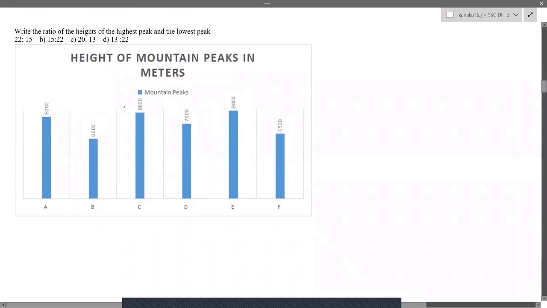Yes. Option B, mountain C will be my final answer. So let's move on to the next question. What does it say? Write the ratio of heights of the highest peak and the lowest peak. So from the graph, which is the highest peak here? We know that it is 8,800.